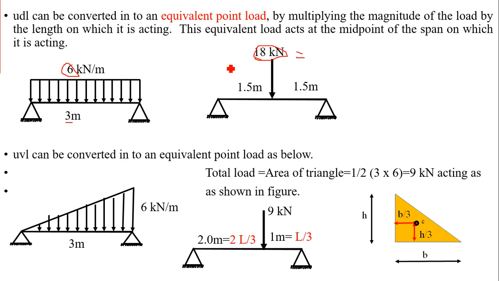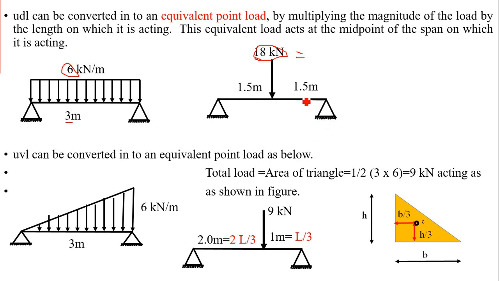So UDL of 6 kilonewton per meter acting on a 3 meter span can be shown by an equivalent point load of 18 kilonewton, and the location of this equivalent point load is at the midpoint of the span, that is 1.5 meter from one side and 1.5 meter from the other side, or we can say L by 2, L by 2.